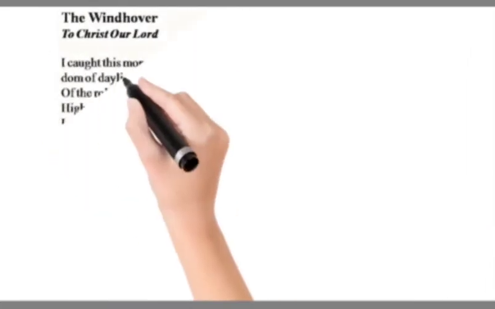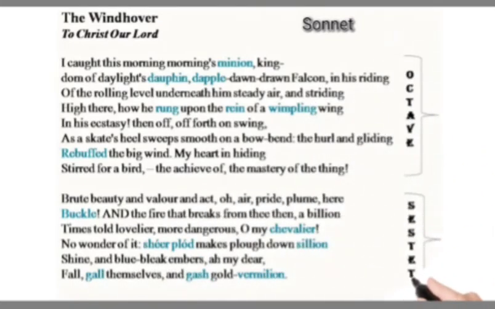So this poem is a sonnet, right? And this poem is dedicated to Christ our Lord. The title of the poem is The Windhover, but this poem is addressed to Christ our Lord. So this poem is a sonnet. That means it contains 14 lines. It has 14 lines, and the first 8 lines of the poem are called the octave, and the final 6 lines of the poem are called the sestet. And the rhyme scheme used in this poem is a, b, b, a, b, b, a.